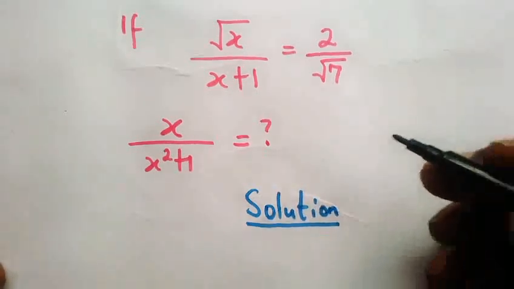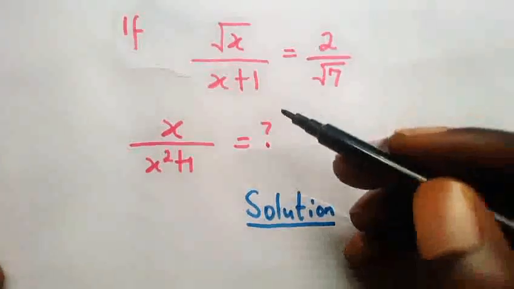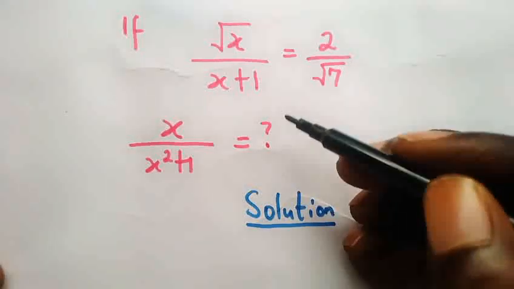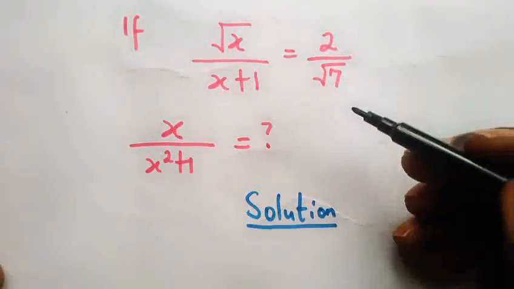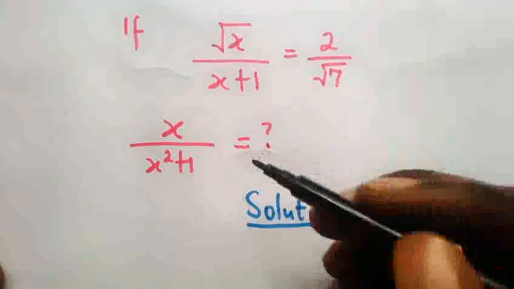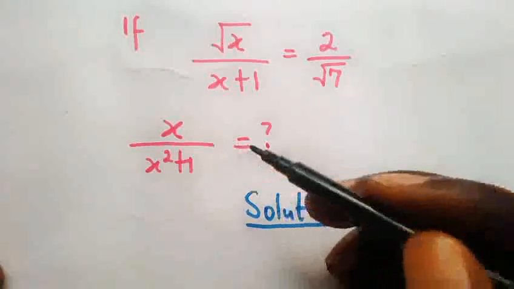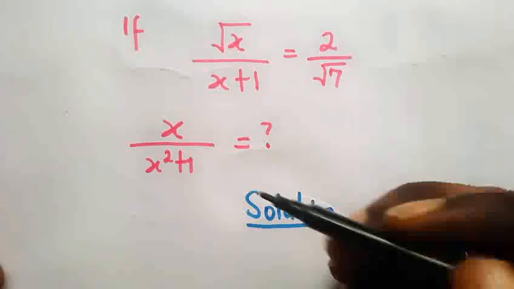Today we have this problem which reads: if the square root of x all over x plus 1 equals 2 all over the square root of 7, then what is the value of this expression? x all over x squared plus 1.